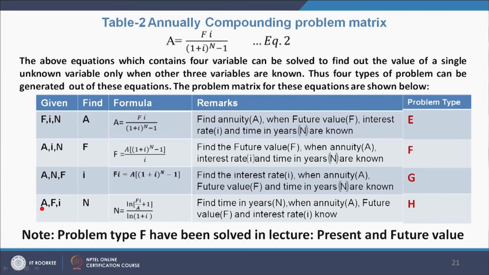The last type of problem where A is given, F is given, and I is given, we have to calculate the value of n, where n is given by this equation: n is equal to ln of (F I by A plus 1) whole divided by ln (1 plus I). Here find the time in years n when annuity A, future value F, and the interest rate I are known, and this type of problem will be called problem H. So, we start with the problem E.